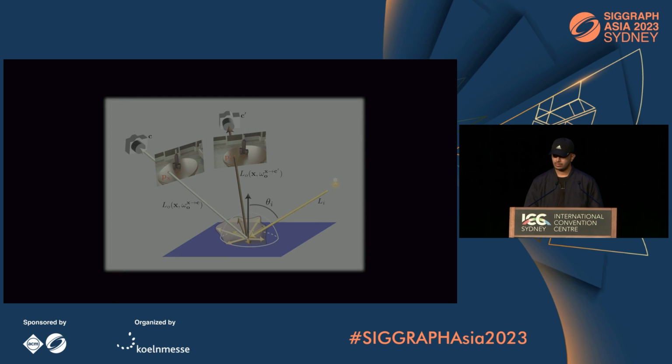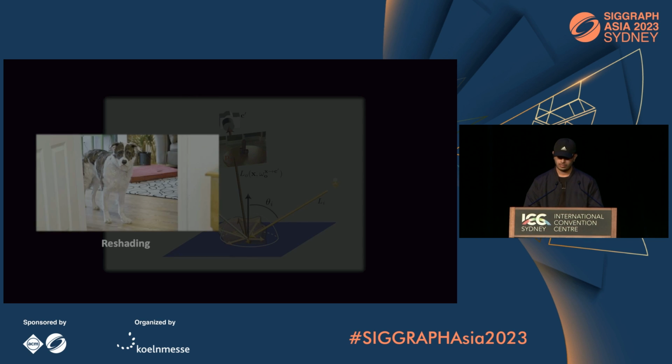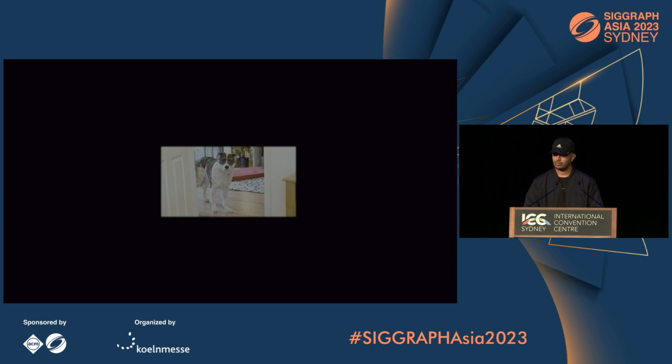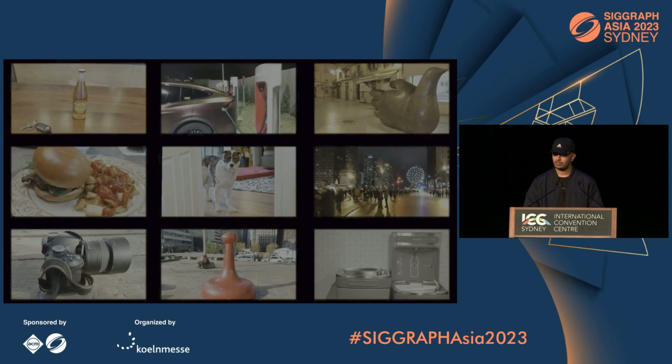Based on the image formation process, we propose to break down the view synthesis process into two subtasks of reshading, where the highlights are handled, and relocation, where the reshaded images are projected to the novel camera position. Our approach produces photorealistic results on a variety of real images.